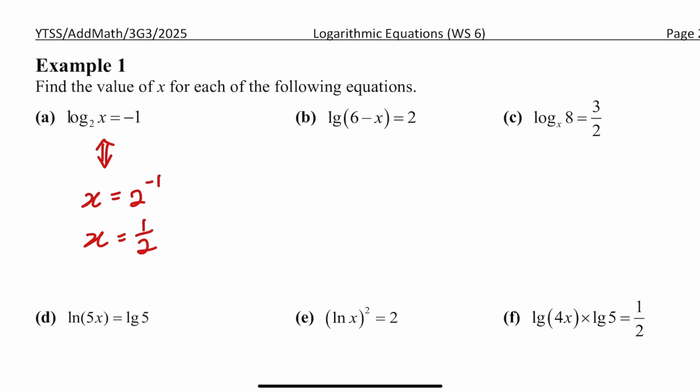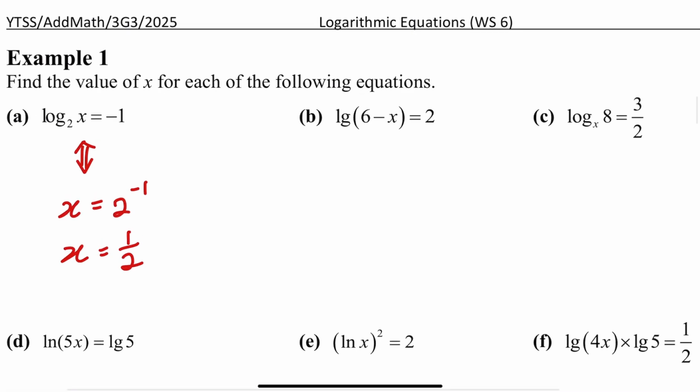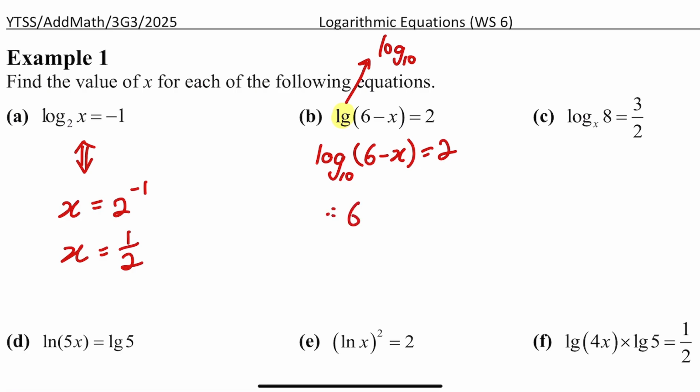Okay. Let's look at part B. Here, LG, remember, LG is a short form for log base 10. So this means that for log base 10 to get 6 minus x, I must have a power of 2, which means that 6 minus x is equal to 10 power 2. Therefore, x is equal to 6 minus 10 squared. 10 squared is 100, so 6 minus 100, I get x equals negative 94.